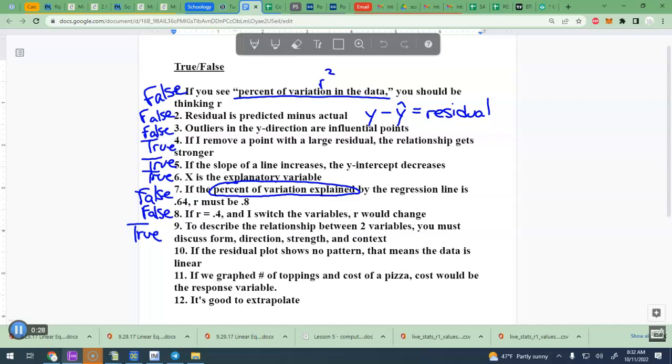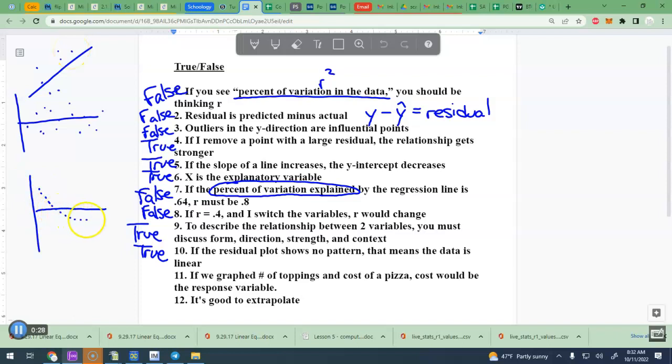If the residual plot shows no pattern, so if you get something like that, does that mean the original data is linear? It does, because that was really just the line flipped sideways. If your residual plot looks like this, what does that mean about your original data?